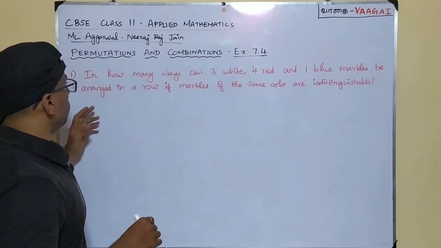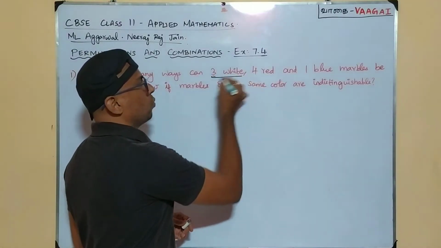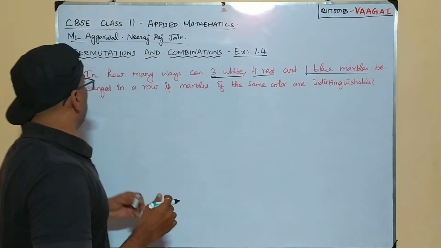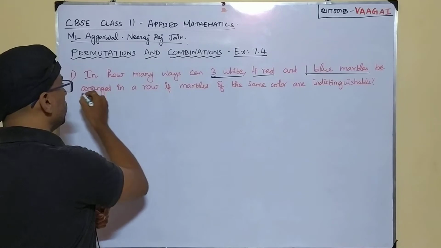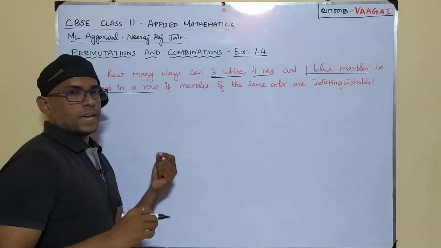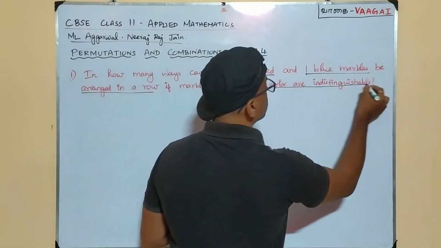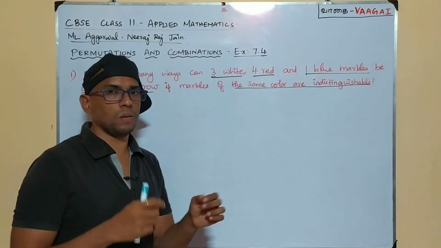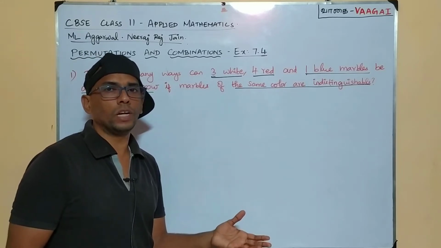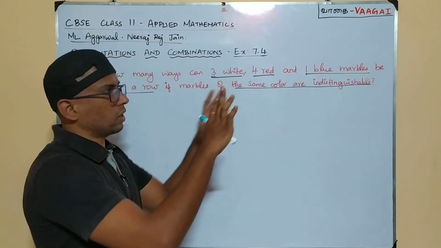First question. Here we have, in how many ways can 3 white, let's note it, 3 white, 4 red and 1 blue marbles be arranged in a row, if the marbles of same color are indistinguishable. Okay, this is going to be the question. So same colored marbles are indistinguishable. The meaning is they are not going to be distinct. Same colors are identical. This is what they are coming to say here.